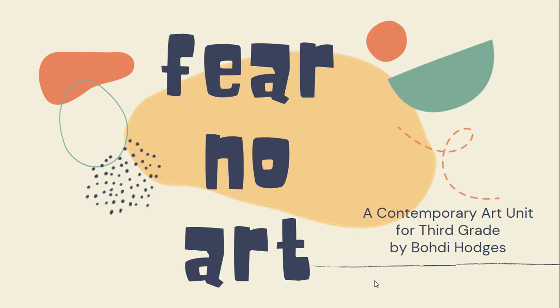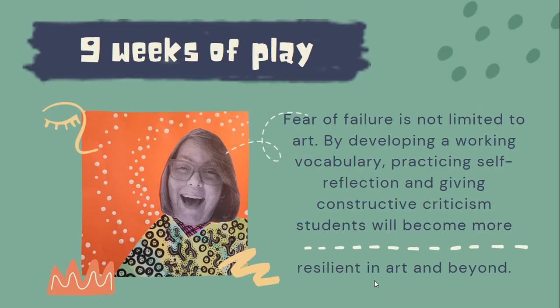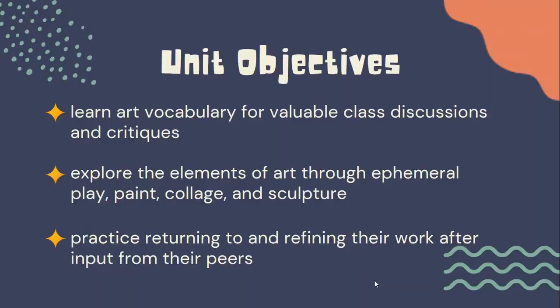My name's Bohdi Hodges, and I am a late generation general educator with a knack for social emotional learning and a love of all things related to third grade. This third grade unit has been designed by me to support innovation and risk-taking. I'm finding that children are crippled nowadays by anxiety and fear of making mistakes. This unit invites students to fear no art and to learn about 7 contemporary artists.